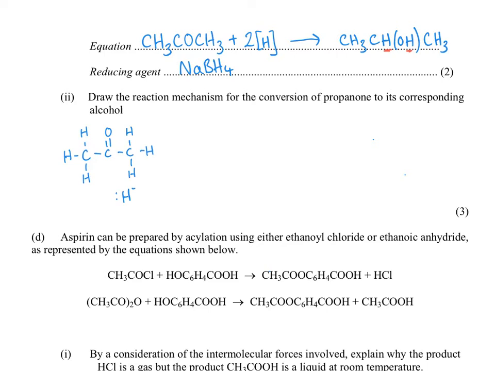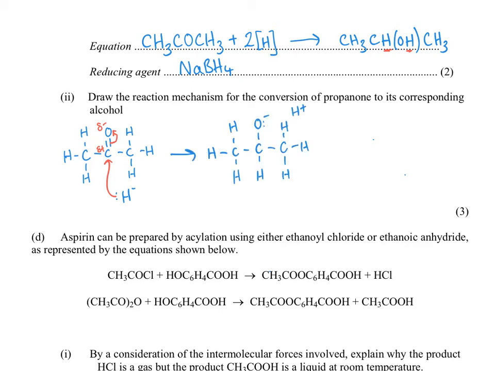Draw the reaction mechanism for the conversion of propanone to its corresponding alcohol. So you need to remember that sodium borohydride is a source of the hydride ion. The hydride ion is going to be interested in this partially positive carbon. So the electrons are going to go in and it's going to form a bond. At the same time, the oxygen will take the electrons from the double bond.